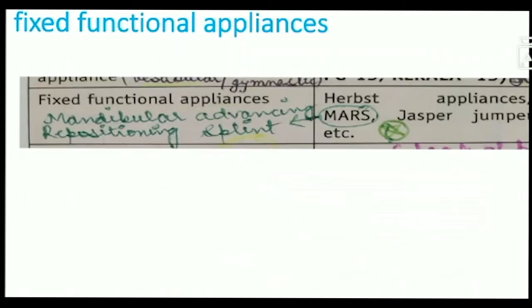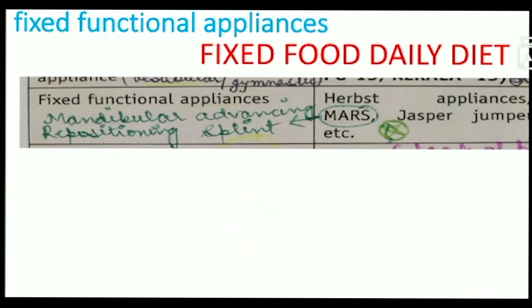Now we'll come to fixed functional appliance. So this is very interesting. Fixed functional appliances: Herbst appliance, MARS and Jasper jumper. The full form of MARS has been given: mandibular advancing repositioning splint. That is the full form of MARS. So these are the appliances within a fixed functional appliance. In order to remember these, correlate fixed functional appliances as fixed food, daily diet.